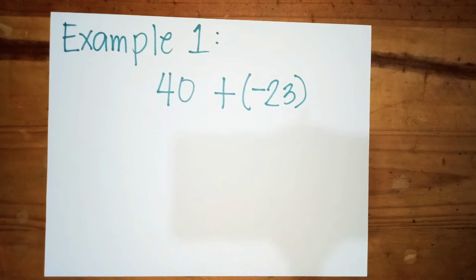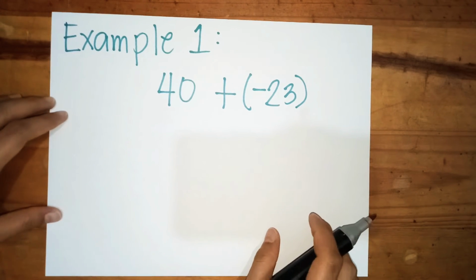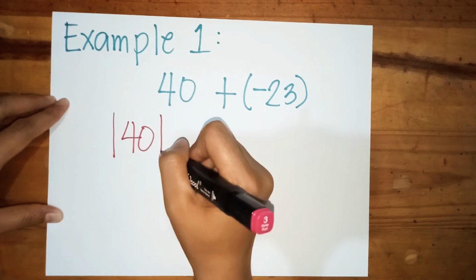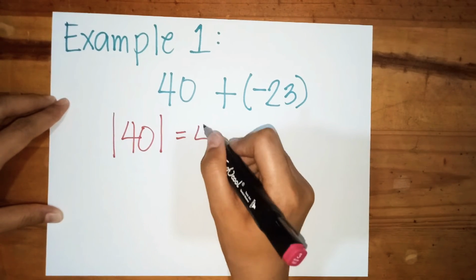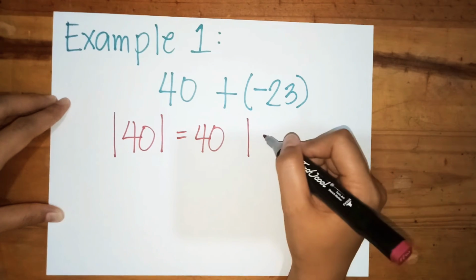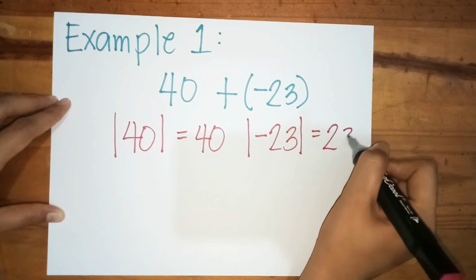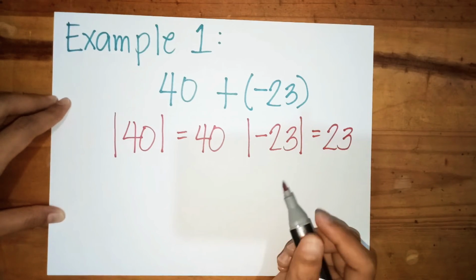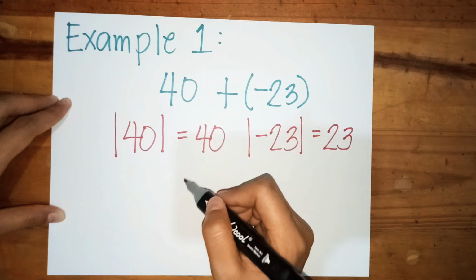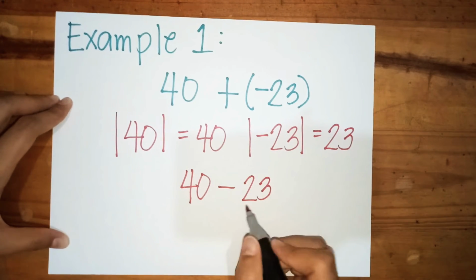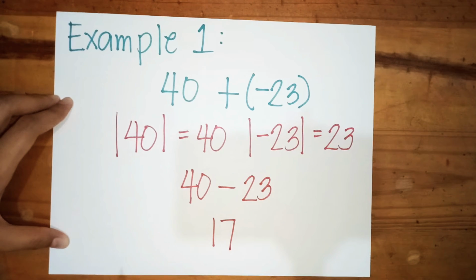For our first example, let us add 40 plus negative 23. Get the absolute value of 40, which is 40, and the absolute value of negative 23, which is 23. Now, let us subtract the absolute values. 40 minus 23, that is 17.